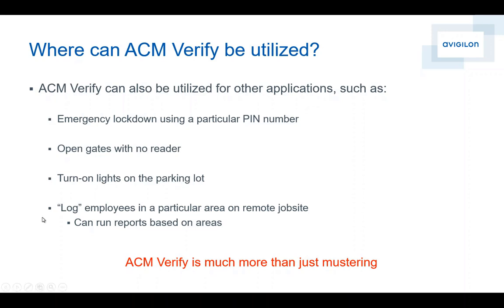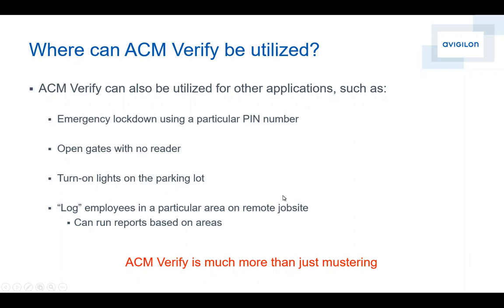You could be in a safe zone where you don't necessarily have a reader close by. You can pull up your phone, log into that virtual station, and just punch the emergency PIN number, and now the lockdown is initiated. Another application is gates where you don't necessarily have a reader. Bus drivers or truck drivers with the ACM Verify could punch in their PIN number, opening that gate and also logging them into that facility. So now you're tracking what time they came in and what time they left the facility, giving you a better track of what's happening with your drivers.